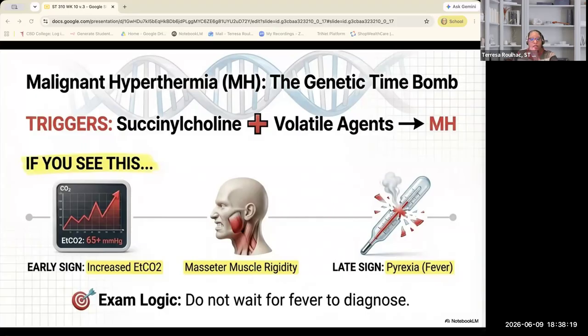Okay, so let's test it out. If you're in the operating room and the anesthesia provider notices the patient's end-tidal CO2 is climbing ever so rapidly, even though ventilation has not changed, what anesthesia emergency should immediately come to mind?